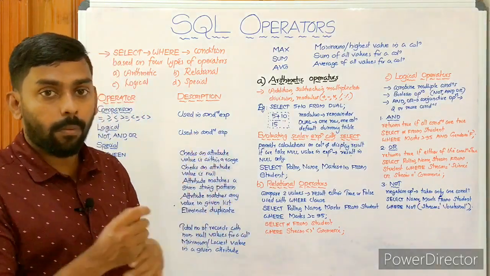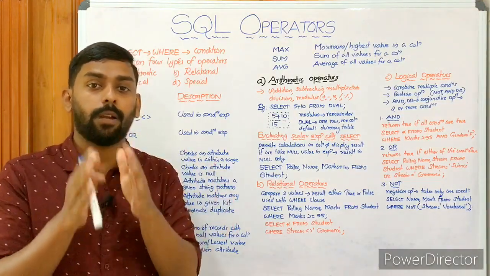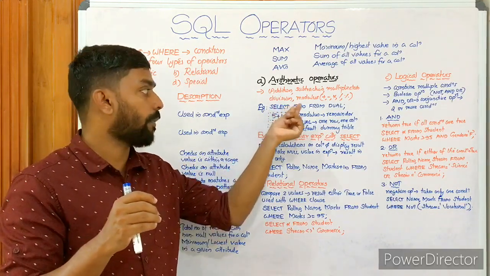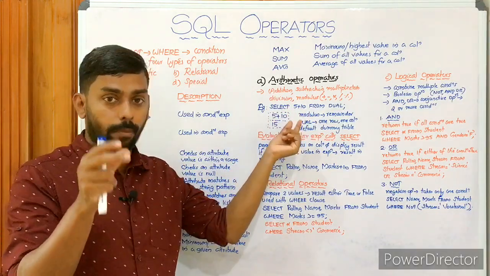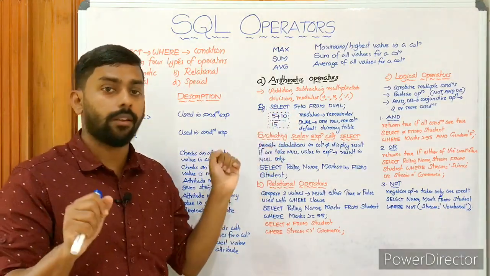Arithmetic operators are operators used to perform basic arithmetic operations like addition, subtraction, multiplication, division, and modulus. Of course, we have an example here. Select 5 plus 10 from dual. Dual is a dummy table, a default table with one row, one column, and here is the column name and the value.